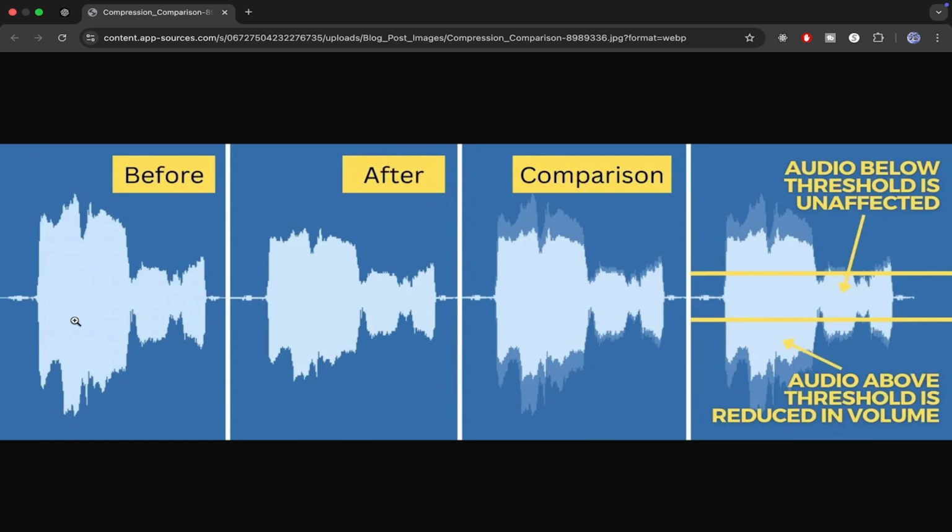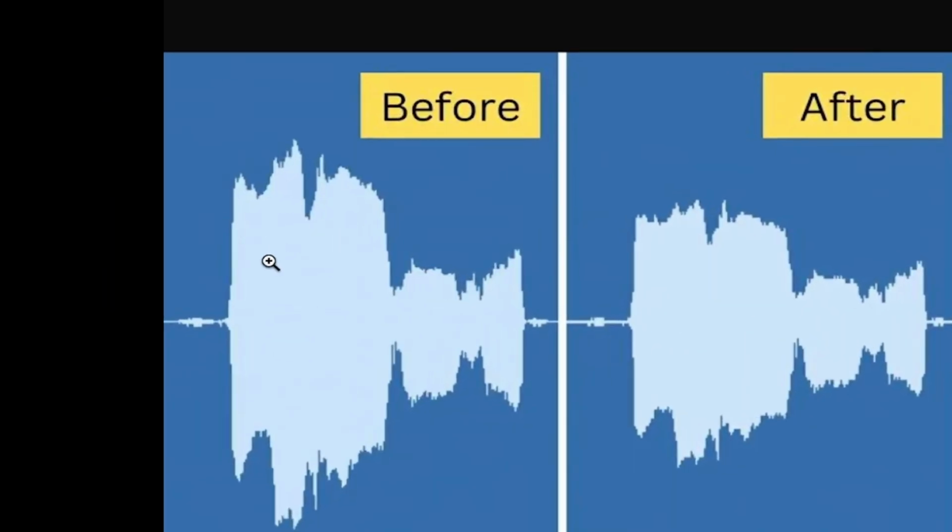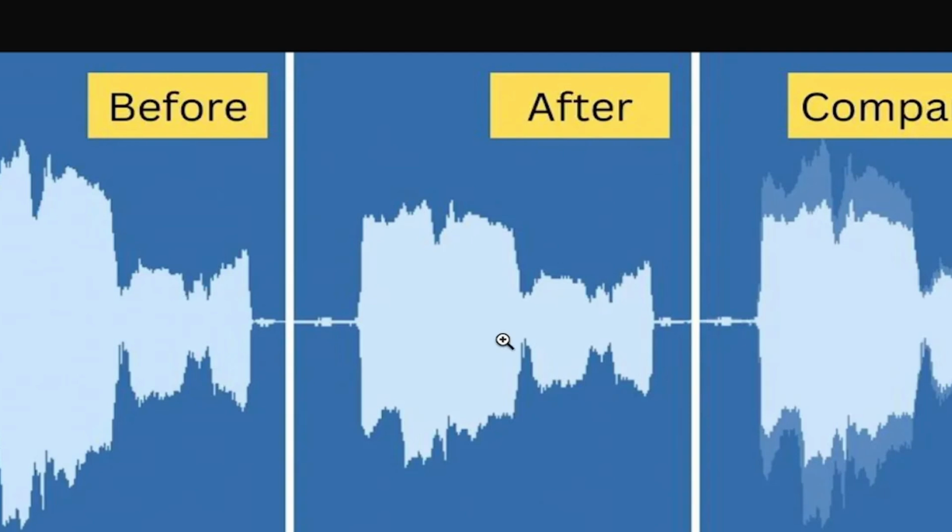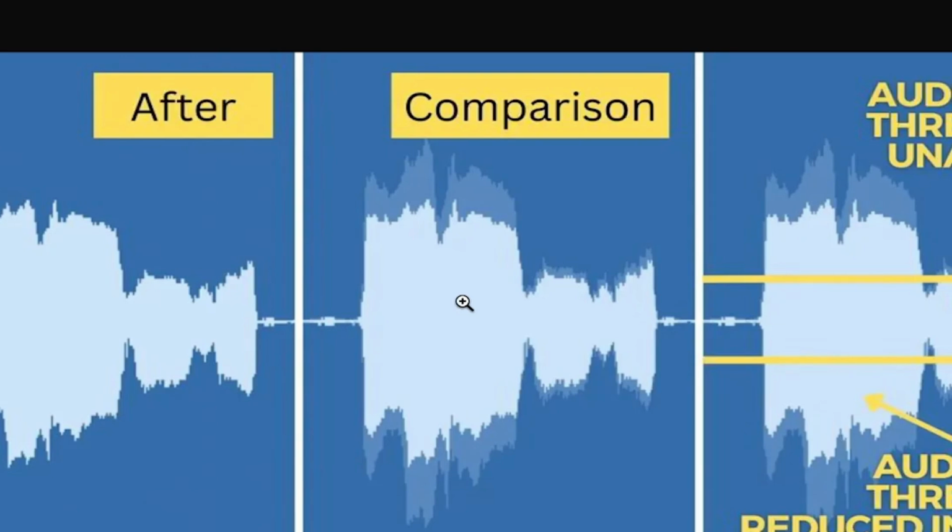On my computer here, I have a graphic that shows what compression does pretty well. This is a picture of a waveform. This waveform can tell us how loud or quiet something is based on how tall or short it is. In this before picture, we can see that the front part of this waveform is very loud and the back or tail of this waveform is very quiet. In this after picture, this is after compression has been applied, we can see that we've reduced the volume of those loud peaks at the beginning of the waveform, and these quieter peaks weren't affected as much. In this comparison, we can see just how much the volume was reduced in these loud peaks and just how little the quieter peaks were affected.